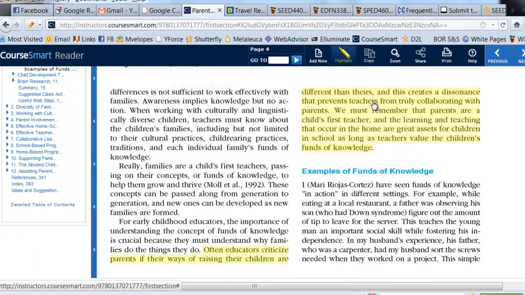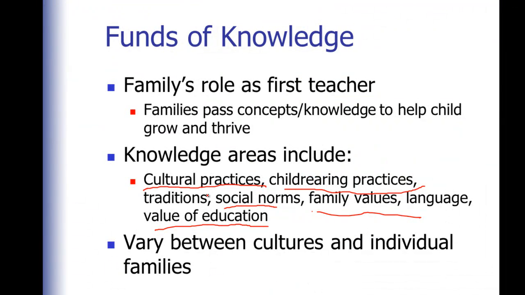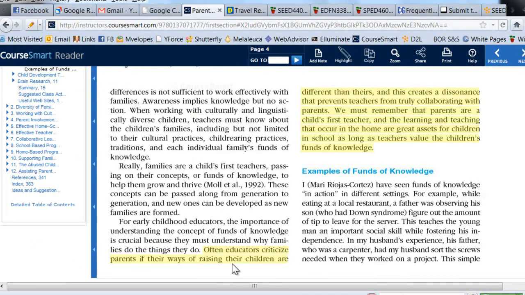I would like you to make a statement about this in the notes under funds of knowledge. Under knowing knowledge areas, you put a note about this topic that she writes about right here. Okay, and that is this on page 4. Often educators criticize parents if their ways of raising their children are different than theirs, and this creates a dissonance and prevents teachers from truly collaborating with parents.